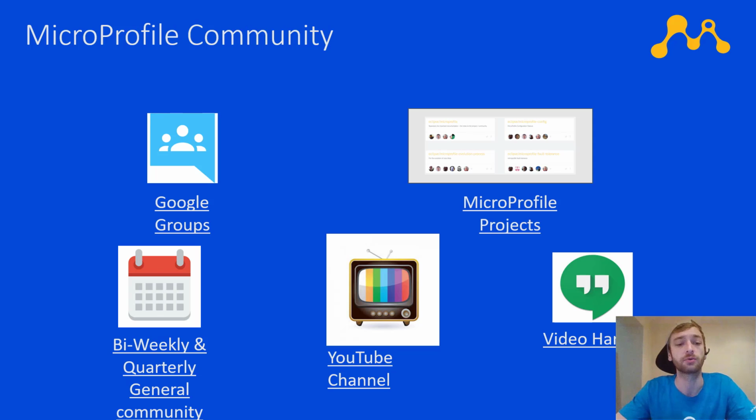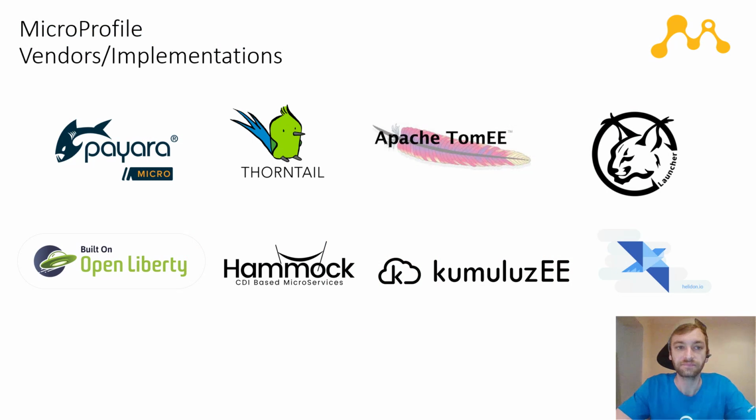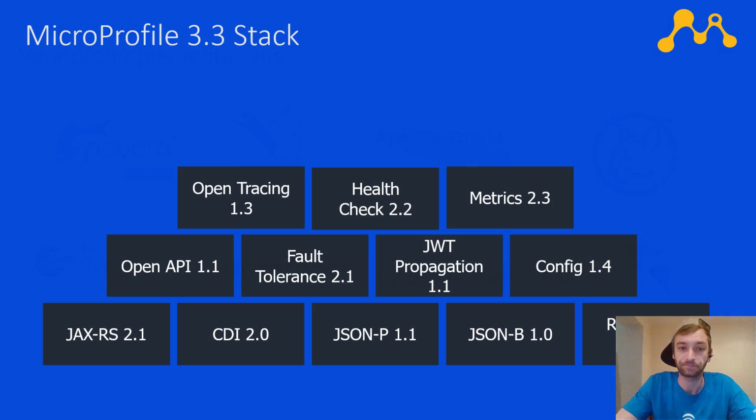So you can go to Google Groups, MicroProfile projects, and they also have bi-weekly and quarterly community meetings. You've got the YouTube channel, or you can go to the video hangout. And again, these are all the different vendors and implementations. So the great thing about MicroProfile is it is vendor neutral. You can go to lots of different vendors to get support for this. So that is one of the great things about MicroProfile.